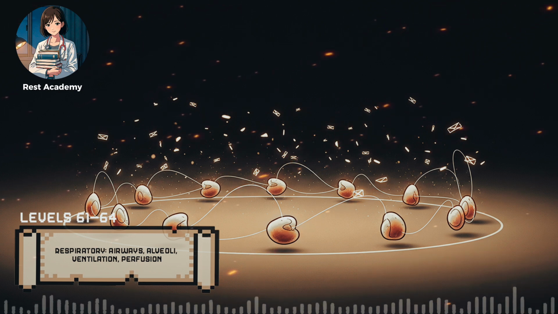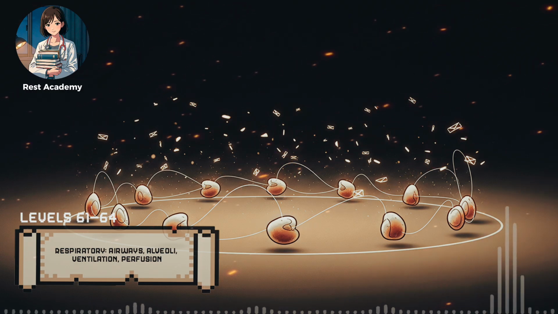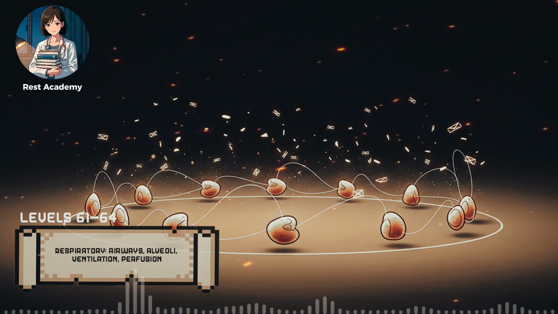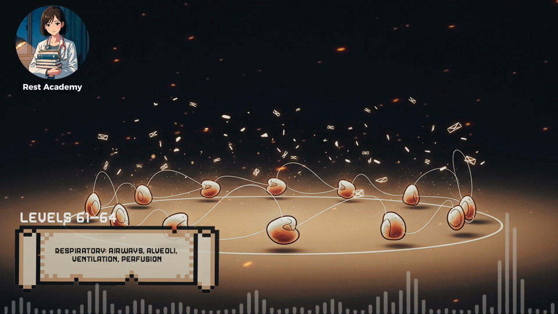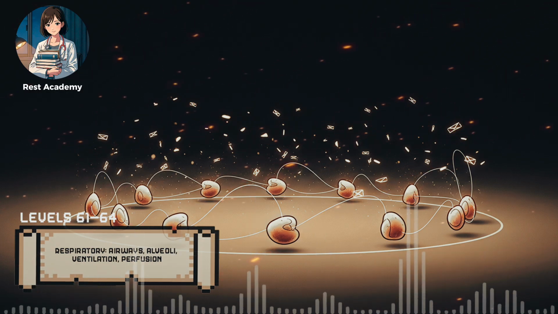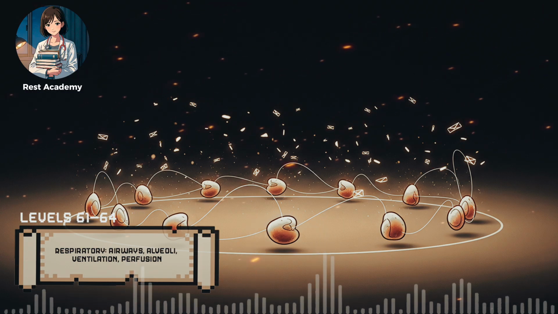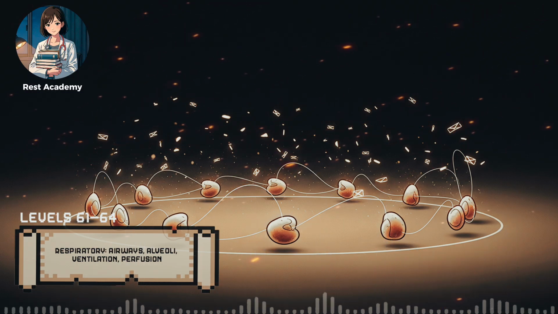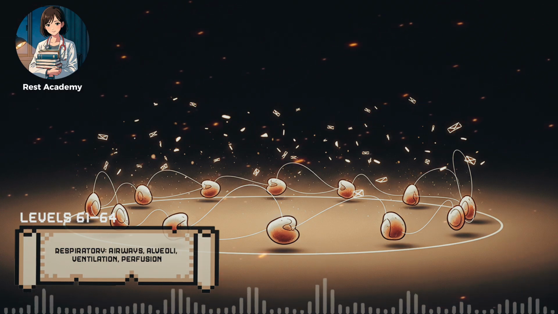Ventilation moves air in and out of the lungs. It begins with inspiration, an active process where the diaphragm contracts, flattening downward, and external intercostal muscles lift the rib cage. This expands the thoracic cavity, lowering intrapleural pressure and drawing air in. Expiration is typically passive. Elastic recoil of lungs and chest wall returns air to the atmosphere. In forced expiration, abdominal and internal intercostal muscles engage.